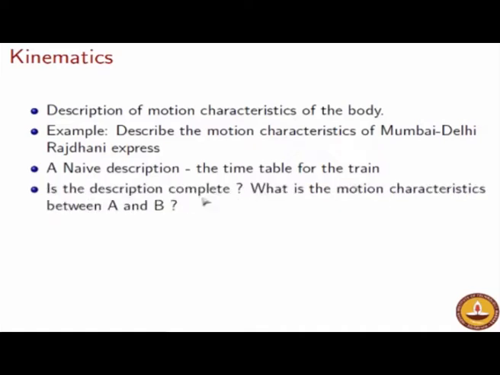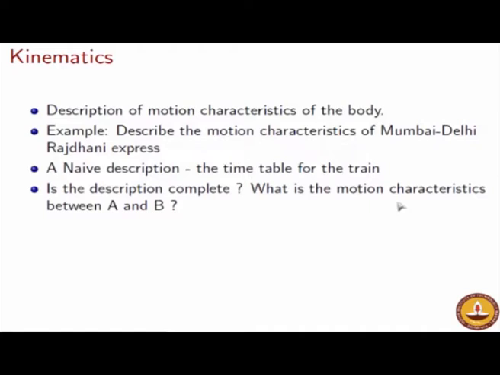We want a description which is more complete. Given any two points, whether in time or on the train track, we should be able to completely describe its motion characteristics. And what do I mean by motion characteristics? Three things: displacement, velocity, acceleration. Any time you tell me what happens at 8:15 in the night, I should be able to tell you that it is at such and such place, moving at such and such velocity, or with such and such acceleration.